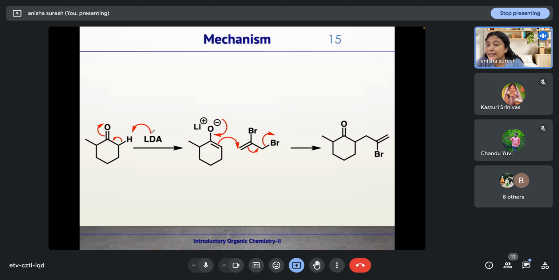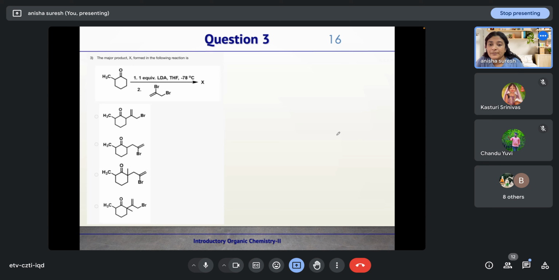So since LDA is a bulky base, as you have seen, this is the structure of LDA. So this is a bulky base. So here methyl is there, so this proton will be difficult to abstract as this is a bulky base. So LDA will be abstracting this alpha hydrogen, leading to formation of this enolate. And once this enolate is falling back, it will go and attack at this position. Then this will shift here, and this bromide will leave, leading to formation of this product. Okay. This is similar to an allylic bromide. So this is the major product that is formed in this reaction. Option B is the right answer. Is there any doubt regarding the mechanism?